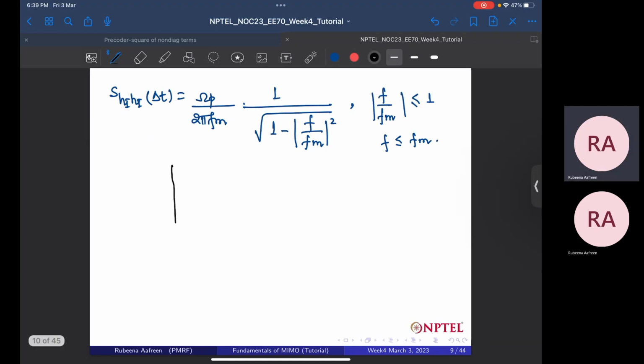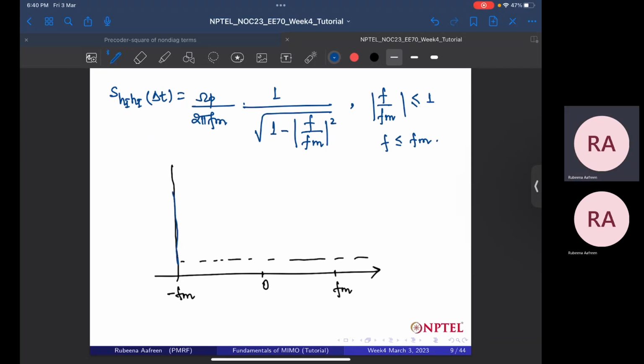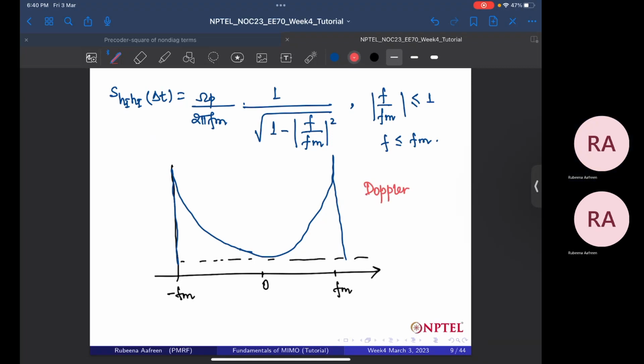If we plot this with respect to f, we can see that there is very high power at minus fm and plus fm, when f equals minus fm and f equals plus fm, and when f is 0, the value is 1. So this value is 1, and this is very high power. This is the power spectral density. This is known as the Doppler spectrum or Jakes spectrum.